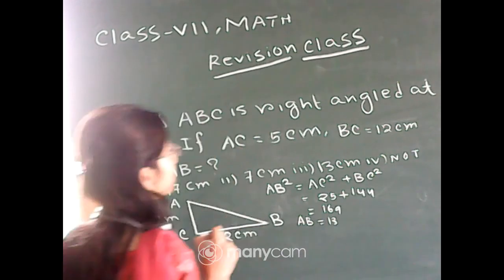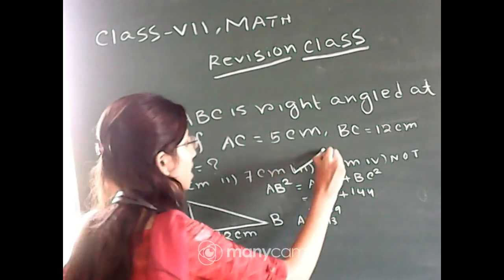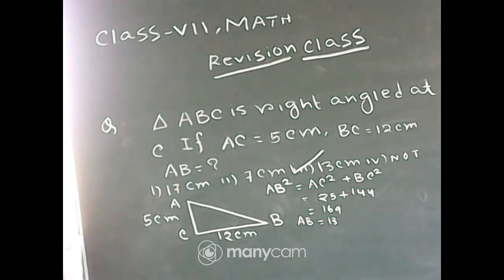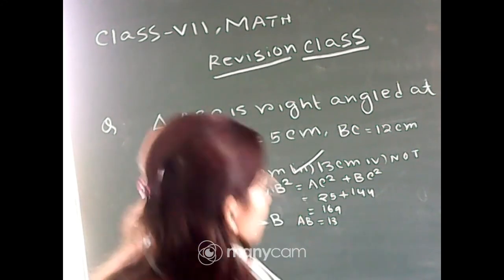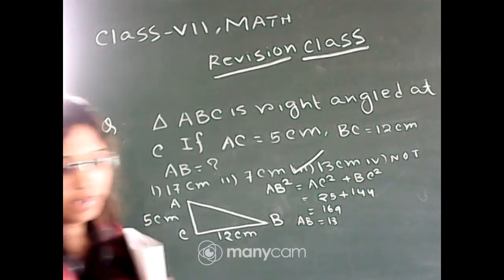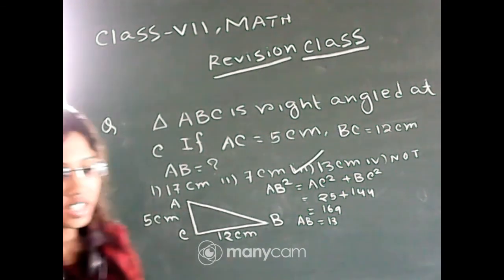So option 3 is the correct answer. Is the math clear to everyone? Using Pythagoras theorem, we get AB square is equal to AC square plus BC square, and the answer is 13 cm. That is, option 3 is the correct answer. Yes, 13 is the correct answer.